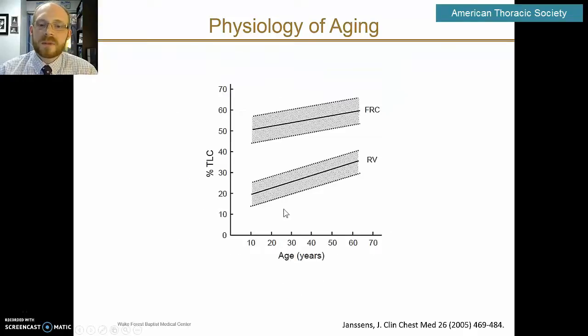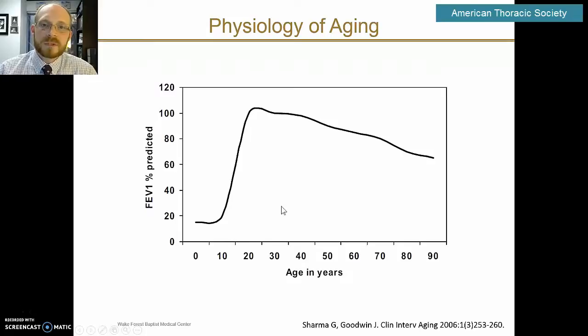This is showing the same thing in a different way. You see normal residual volume as a percentage of total lung capacity is increasing over the decades, as is functional residual capacity. This is a result of decreased elasticity of the lungs, which contributes to an increased closing volume, as well as changes in the compliance of the thoracic cage, and the balance between those two increasing functional residual capacity.